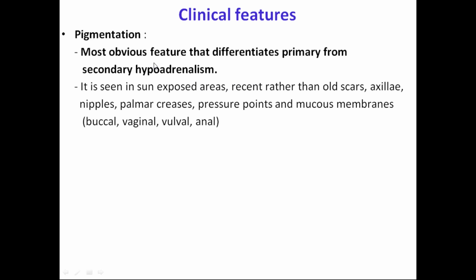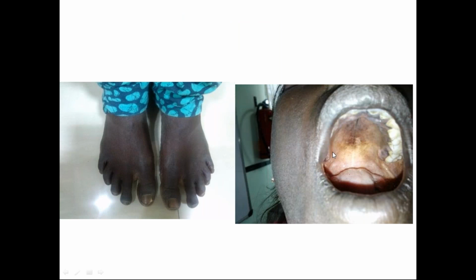So clinical features include pigmentation, the most obvious feature that differentiates primary from secondary hypoadrenalism. It is seen in sun-exposed areas, recent rather than old scars, axilla, nipples, palmar creases, pressure points, and mucous membranes: buccal, vaginal, vulval, and anal. You can see the typical picture of pigmentation present on the buccal palate. See the black pigmentation, and you can see the pigmentation here also.